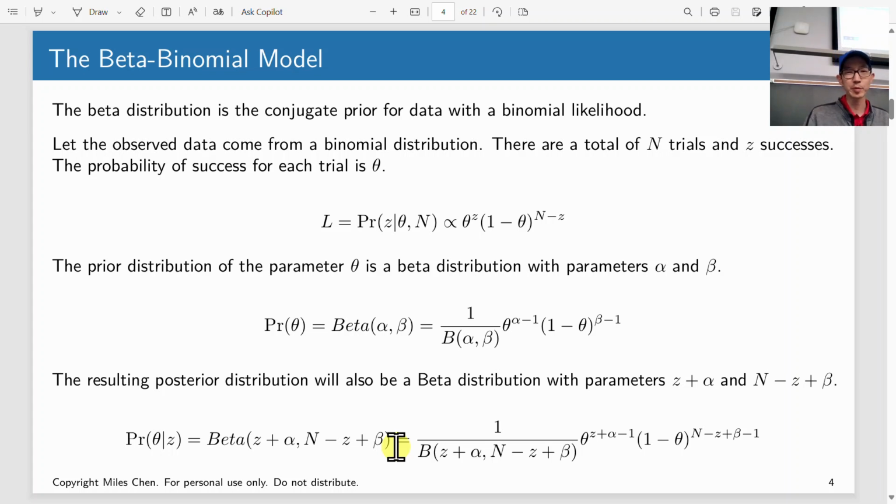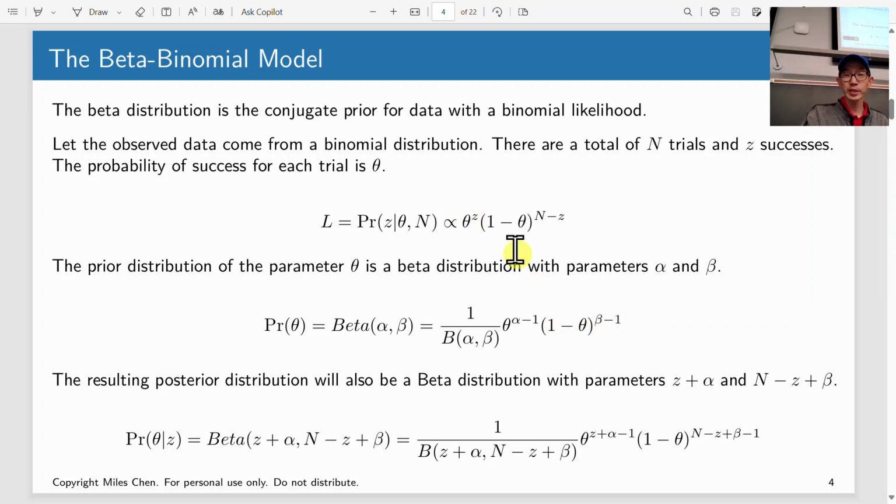So the observed data come from a binomial distribution. We say there are a total of n trials and z successes, and then when you do that calculation, the probability of success, there's a constant here, but it is proportional to theta to the z times 1 minus theta raised to the n minus z. And then the prior distribution for the parameter theta, before we even look at the data, follows a beta distribution, and that's given by this. You have this beta constant, and then theta to the alpha minus 1 times 1 minus theta to the beta minus 1.